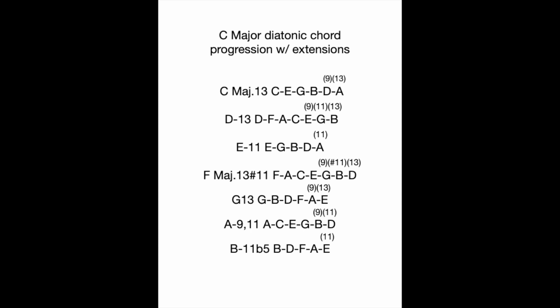The 2 chord would be D minor 7 with extensions 9, 11, and 13. This is written as D minor 13 because the lesser chord tone and extensions are implied. The 3 chord would be E minor 7 with extension 11. We skip the flat 9 because this creates an undesirable dissonance against the root.